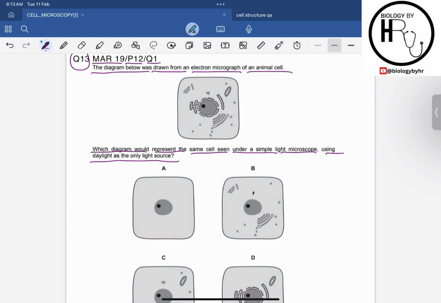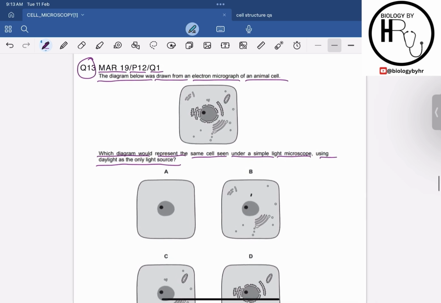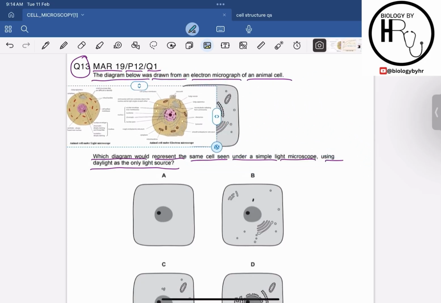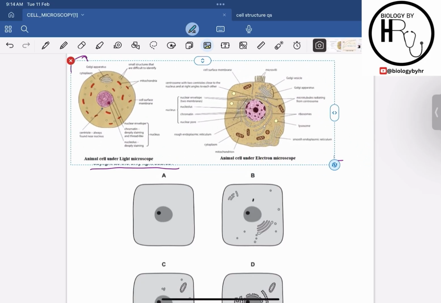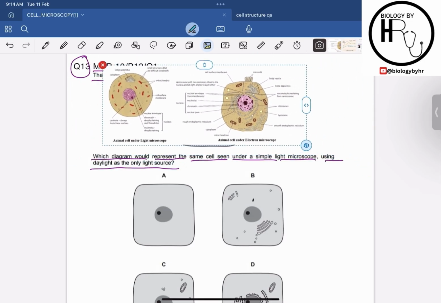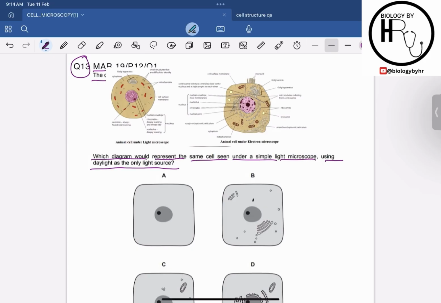Alright, in order to solve this question, you must know how a cell looks under a light microscope as well as under an electron microscope, right? Let me attach an image. The image may not be that clear to all of you, but we can see it for reference. It shows the cell under the light microscope.